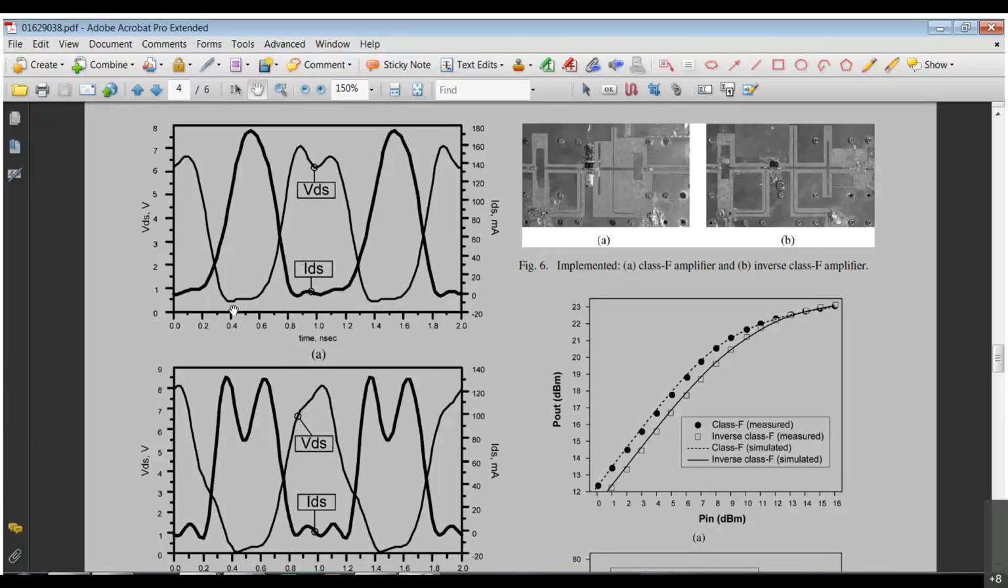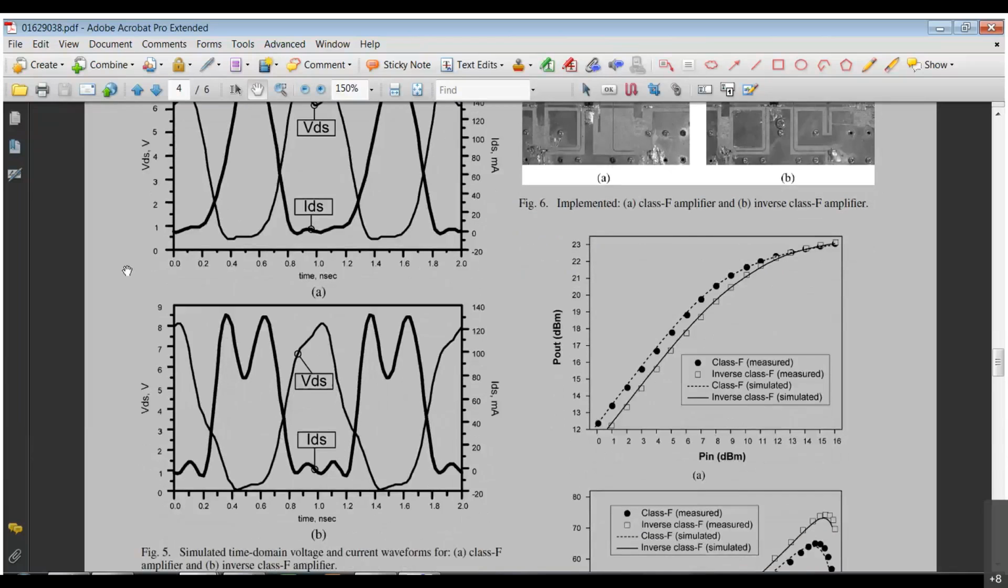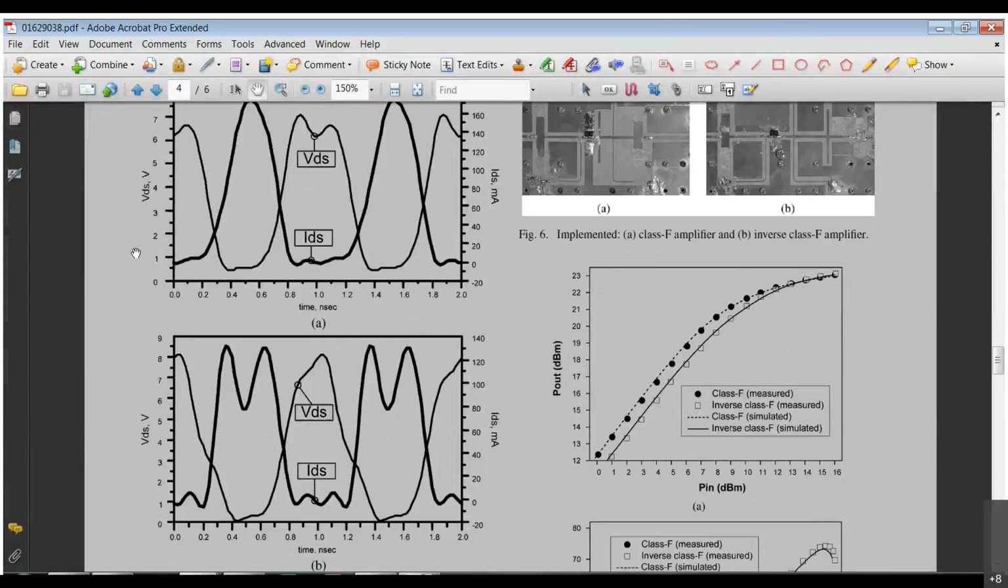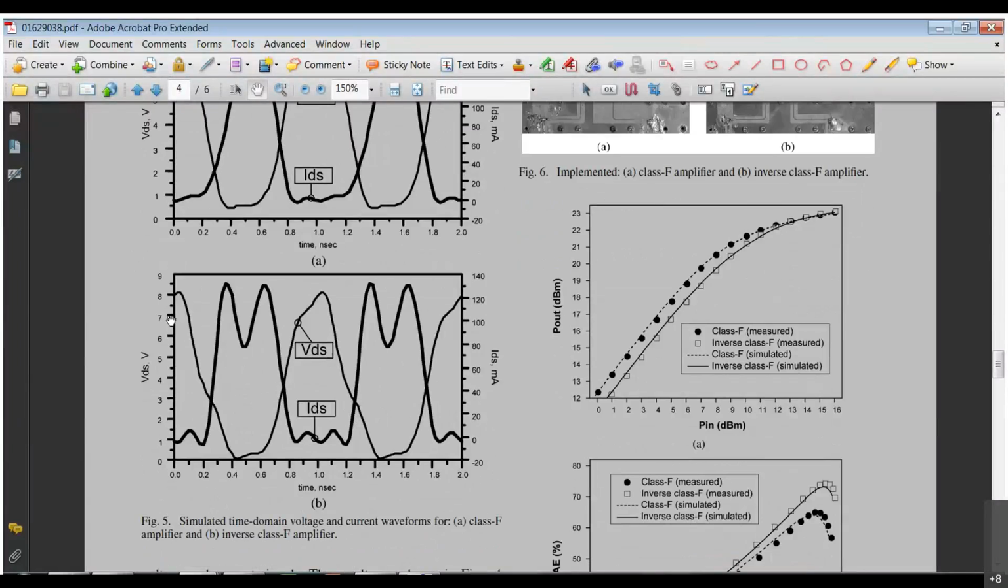And when voltage is low, close to zero, it is not exactly zero, it is slightly more than zero. So current is a finite value. So here even the situation is okay, but if you look at the inverse class F result, then no one will be able to at first sight claim that this is inverse class F.